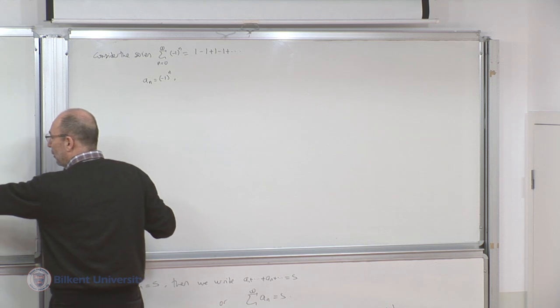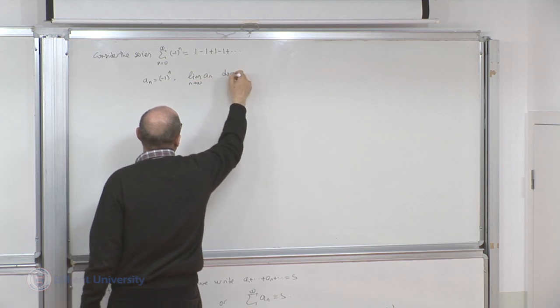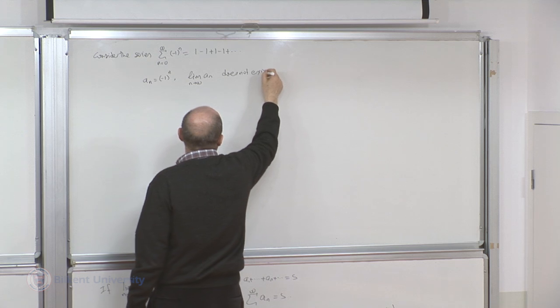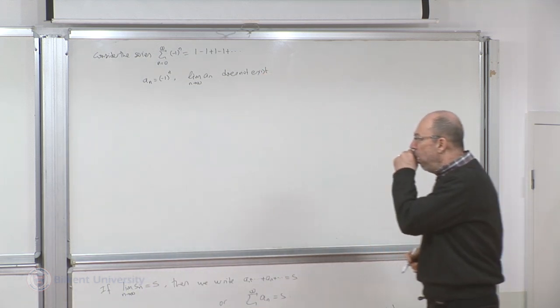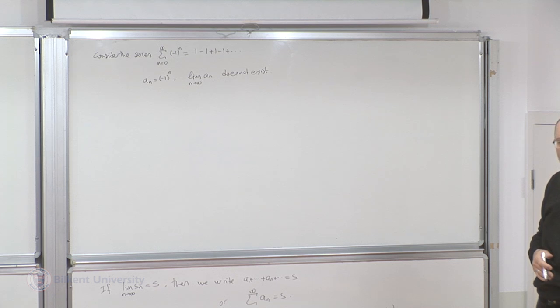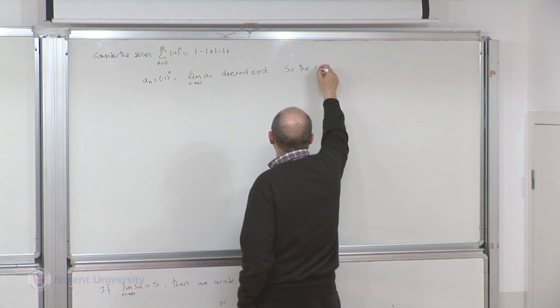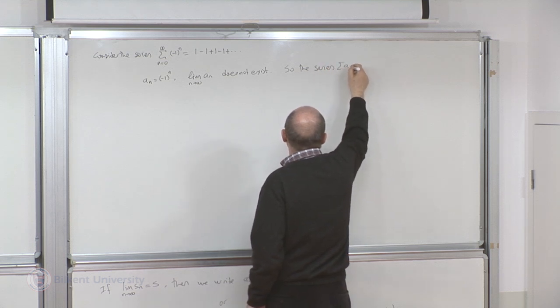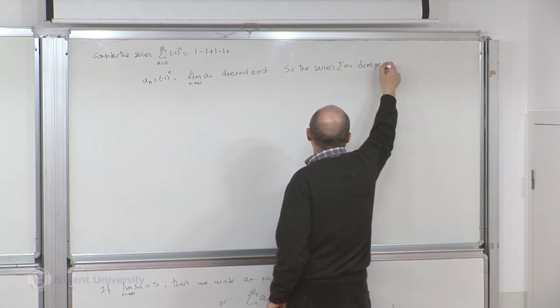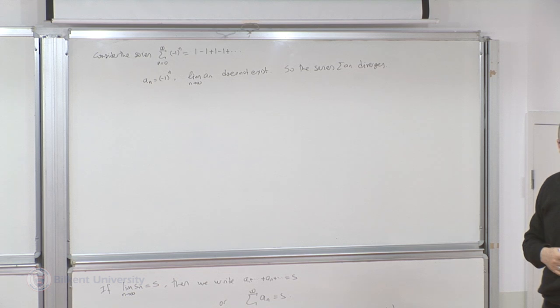I immediately check this. The limit of an as n goes to infinity does not exist. This sequence oscillates between plus 1 and minus 1. The limit does not go anywhere. So the series diverges. The summation of an diverges. We totally understand that this series does not add up to anywhere.